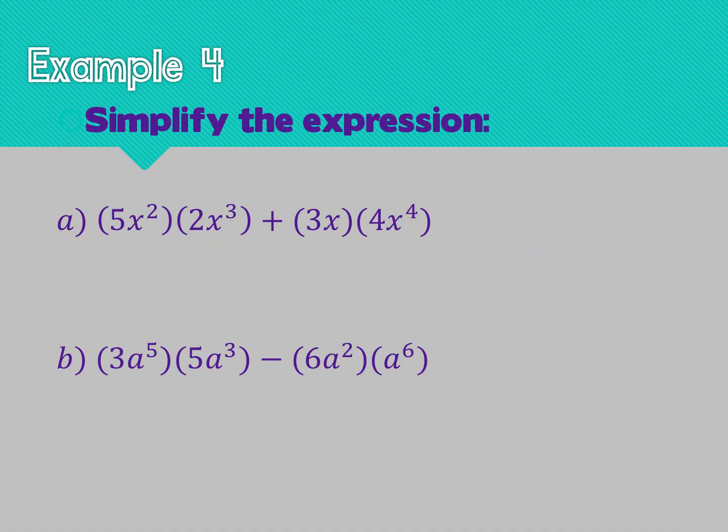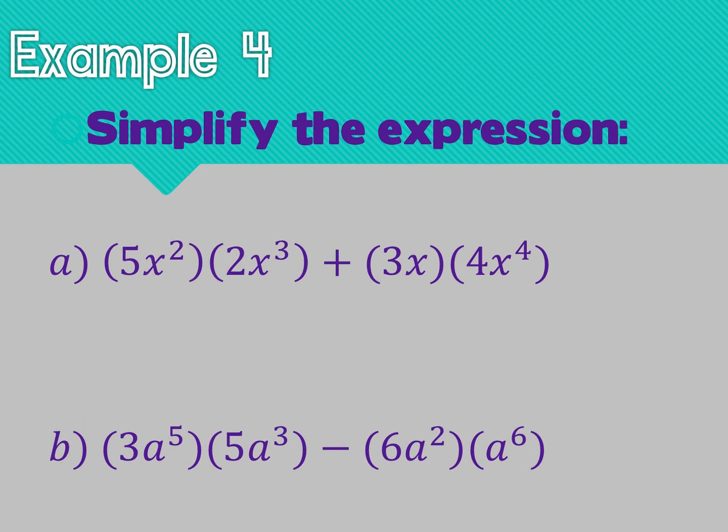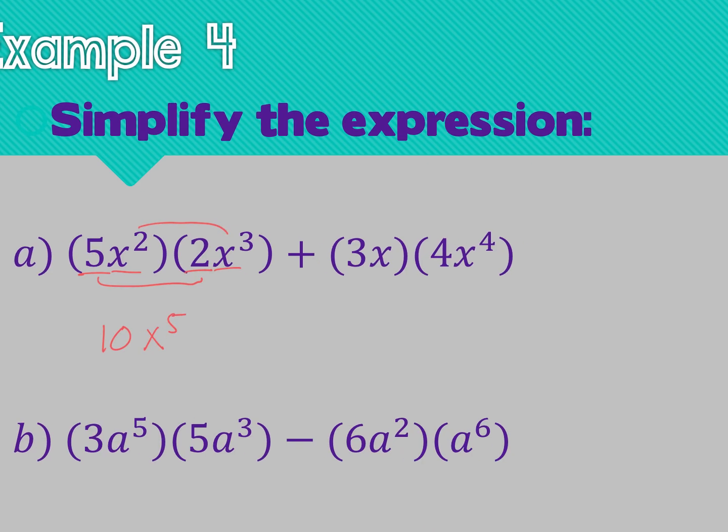Now some more expressions to simplify. Once the expressions get bigger, do one thing at a time. Do your order of operations. You're going to do multiplication first before you do any addition or subtraction. So let's look here. I'm going to multiply 5 times 2 to get me 10, and x squared and x cubed to get me x to the 5th. Then I'm going to do the same thing on this side here because I'm still multiplying. I'm going to do 3 times 4 to get me 12. X and x to the 4th is going to get me x to the 5th.